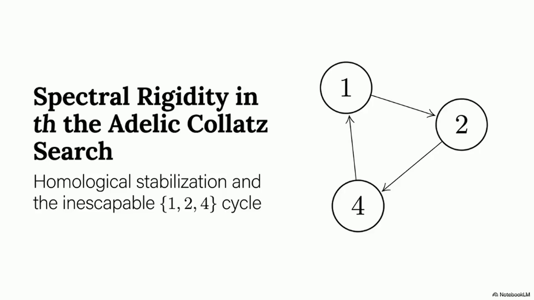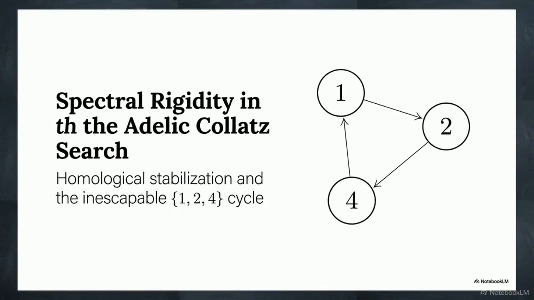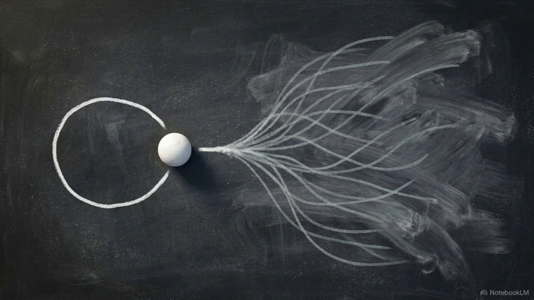This diagram shows the infamous 1-2-4 cycle of the Collatz conjecture. For decades, mathematicians have tried to prove that every positive integer eventually falls into this exact loop. But proving it for all numbers means ruling out the existence of ghost cycles, theoretical loops or divergent paths hiding infinitely far down the number line.